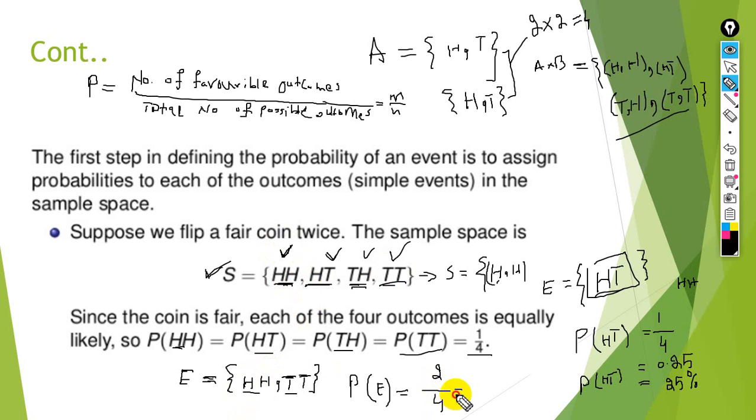So 2 divided by 4. So the possibility of this event will be 2 divided by 4, so we can say 0.5. So we can say the possibility of this event will be 50%.